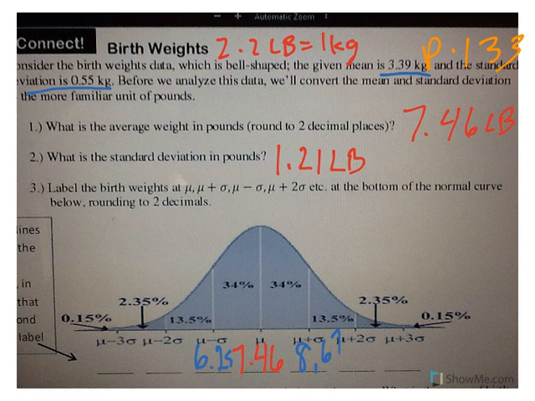Then I have to do that again, right? Going to the right, I add 1.21, and to the left, I subtract. To the right, I add. To the left, I subtract. Now, we have a basic idea of what this looks like, and we can answer questions accordingly.